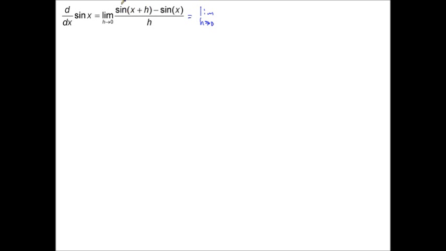Now I've got the sine of a sum, and we have a formula for that. Sine of the first, cosine of the second, plus cosine of the first, sine of the second. So that's what basically the first half of this becomes. And then just minus sine x, of course, the original function. And this guy's living all on top of an h.